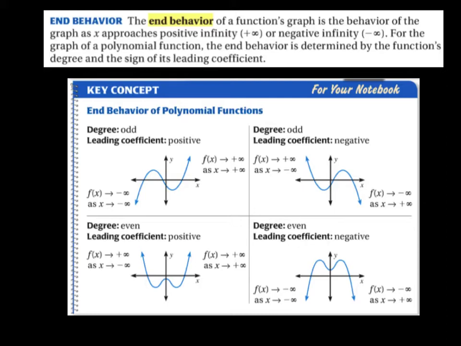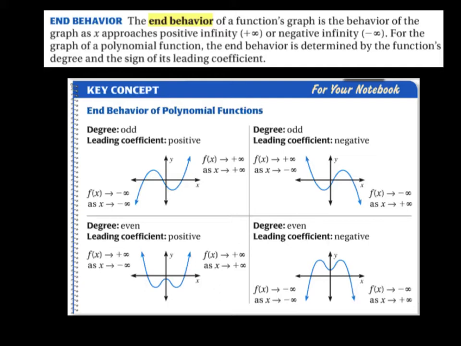behavior. Now the two types of degrees that we discovered today were odd degree, and even degree. The two types of leading coefficients we worked with today were positive and negative. So those are your only two options for either of these two pieces of the polynomial function. The degree is either going to be odd or even, and the leading coefficient's either going to be positive or negative.